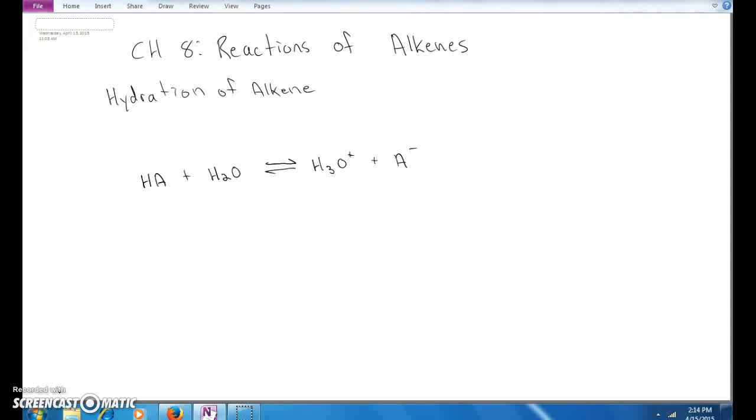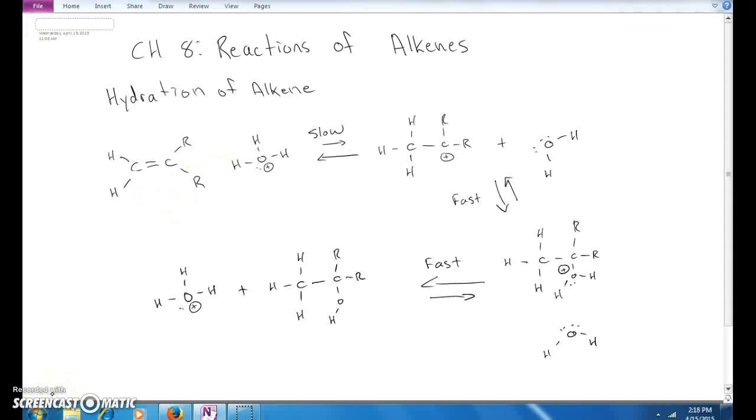Before we look at the mechanism, let me just take a moment to remind you of general chemistry acid-base type reactions, where we add a proton-containing acid to water to produce hydronium and a conjugate base. For these mechanisms, we're going to use the hydronium species, which comes from water and the catalytic acid. Once we have the hydronium, let's take a look at how this mechanism will occur.